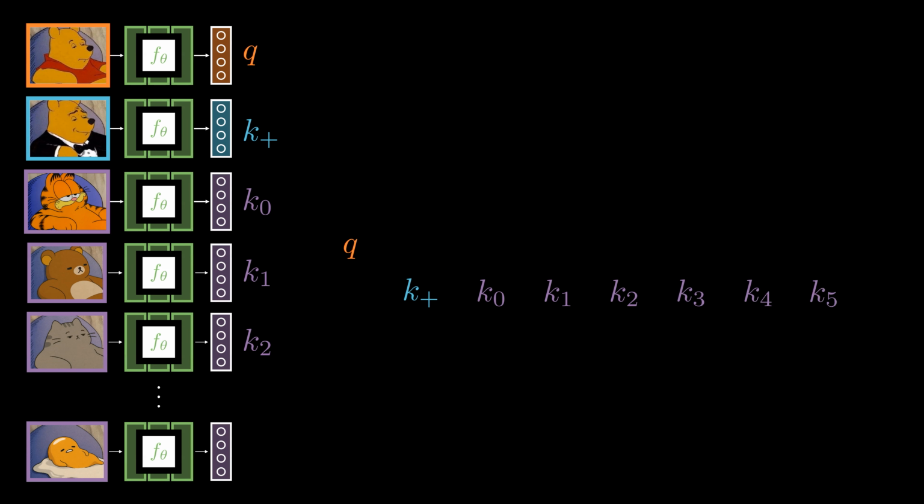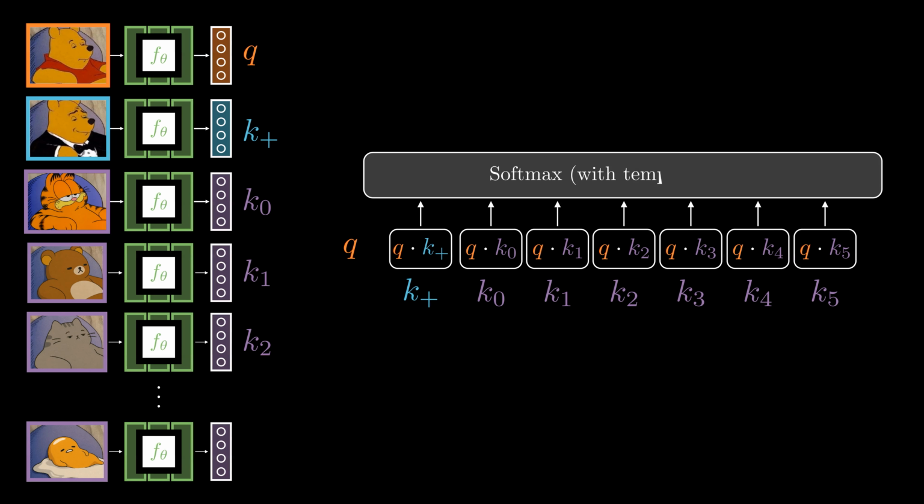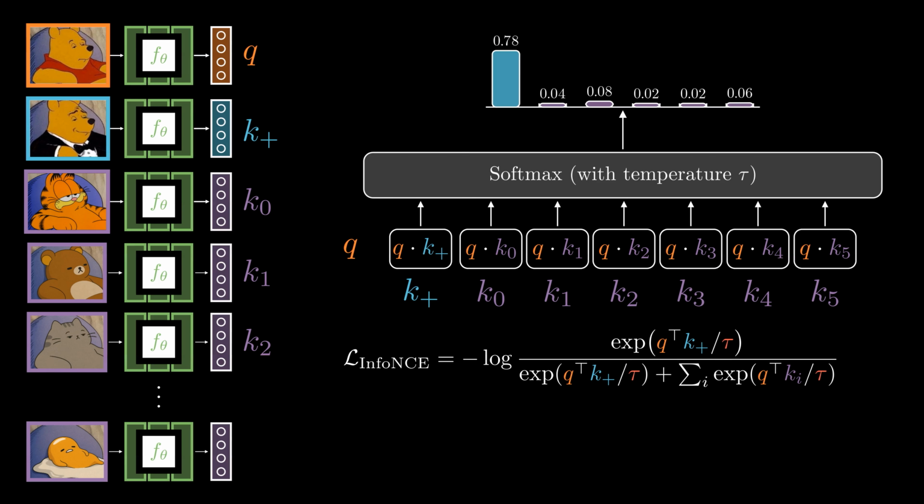Given a query Q, pick out its one true match K+ from a crowd of distractors. To do this, we score how similar the query is to each key, often with a dot product. We then apply a softmax function to normalize the raw similarity scores into a probability distribution. The goal is simple: give the positive key the highest probability. We minimize the negative log of this probability, which does two things at once. It pulls the query toward its positive and pushes it away from every negative.